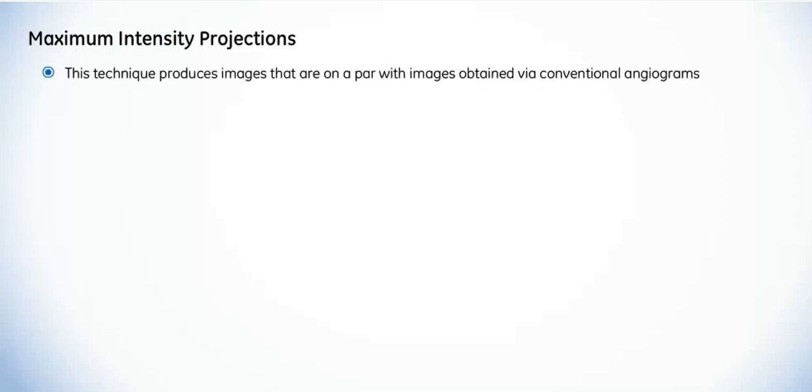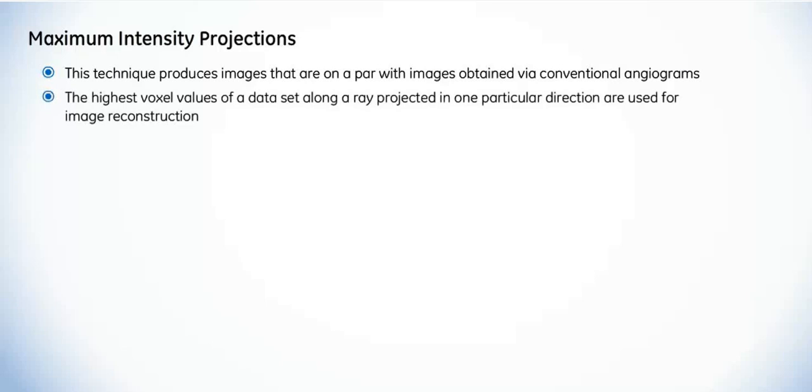In addition to MPR, maximum intensity projections and volume rendering techniques are also important and facilitate the evaluation of blood vessels during CTA. The maximum intensity projection technique is capable of producing images that are on a par with images obtained via conventional angiograms. Here, the highest voxel values of a data set along a ray projected in one particular direction are used for image reconstruction.